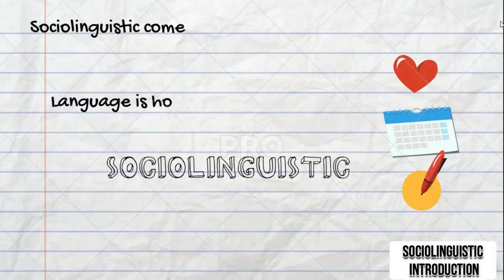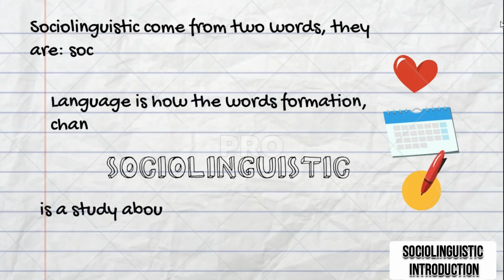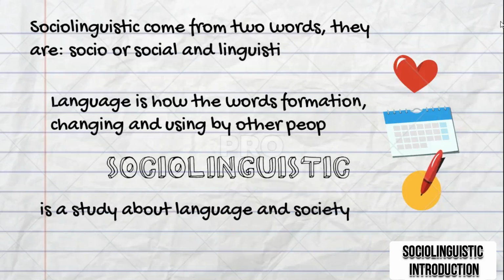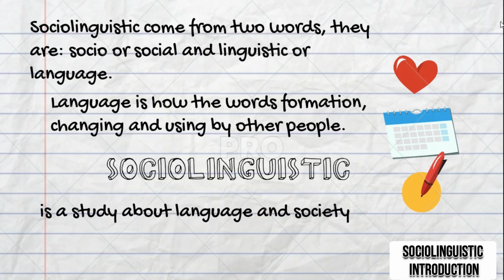Sociolinguistic comes from two words: socio, or social, and linguistic, or language. Language is how words are formed, thought, and used by other people. It means language is the most important thing for all people in the world to communicate. When we want to interact with others, when we want to go somewhere, and everything that we want to do, we need language to communicate. Because of that, sociolinguistics happened. So, sociolinguistics is a study about language and society.